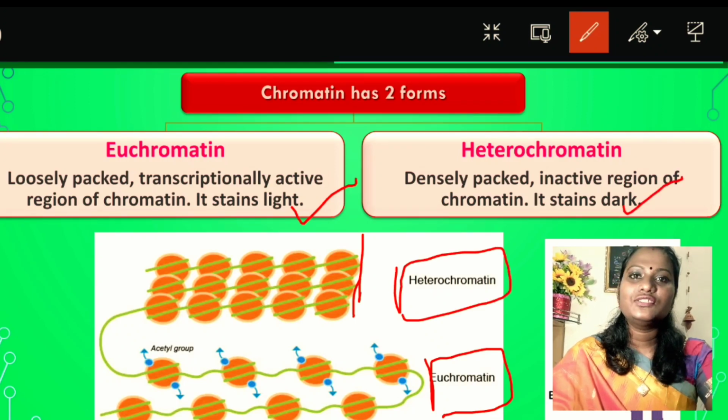Okay, students, I hope you all understood how the DNA molecules are packed in the case of prokaryotes as well as in eukaryotes.